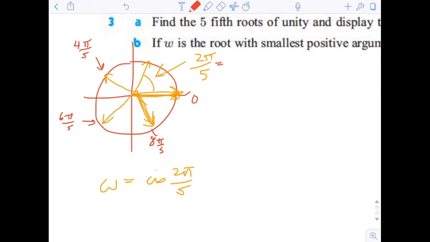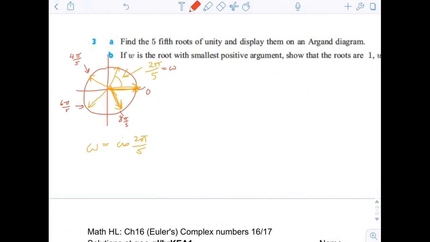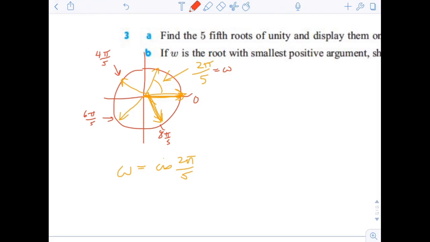And if this one is omega, because it's the smallest argument that's not 0, then obviously the other ones are going to be omega squared, omega cubed, and omega to the fourth, right? Because omega is 2 pi over 5, omega squared in terms of cis is going to be 2 times 2 pi over 5, which is 4 pi over 5. And the next one is going to be 3 times 2 pi over 5, which is equal to 6 pi over 5. And the last one is going to be 4 times 2 pi over 5, which is equal to 8 pi over 5, right?